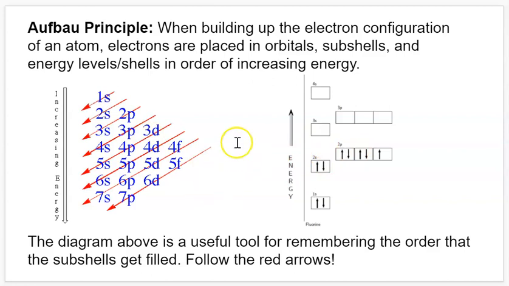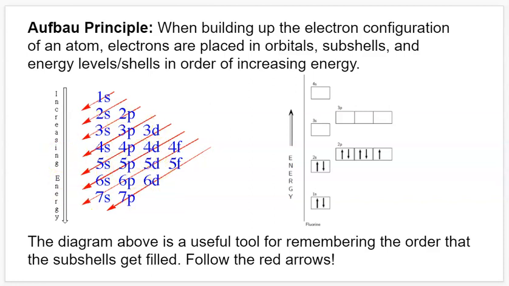And a diagram that's often shown is this one with the arrows. If you line up 1s, 2s, 2p, 3s, 3p, 3d, and then draw backwards diagonal arrows through the rows like this, it actually shows you the order in which they fill. So we go from 1s to 2s to 2p to 3s to 3p to 4s, etc.